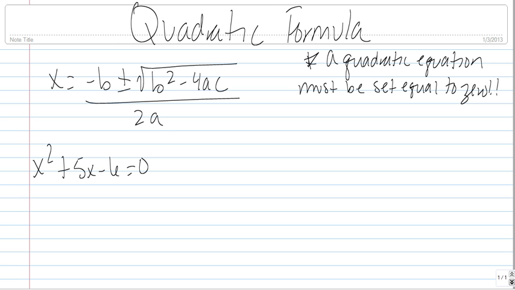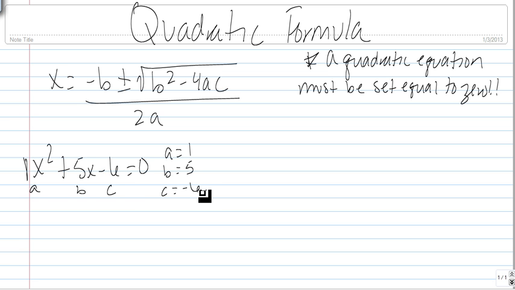A, b, and c correspond to your coefficients in front of each term. So in front of my x squared, I have my imaginary 1. That's going to be your a. The 5 here in front of your x, that'll be your b. And the negative 6 will be your c. So let's rewrite it here. So a equals 1, b equals 5, and c equals negative 6.